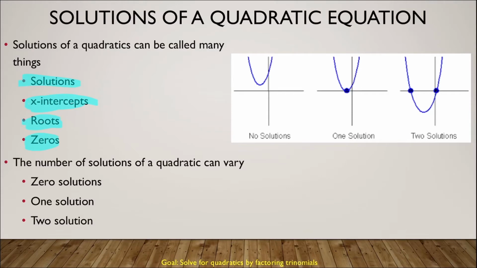Those are our 4 names of things. Remember, make sure you have those. You will be tested on those. The number of solutions of a quadratic can vary, so it just depends.